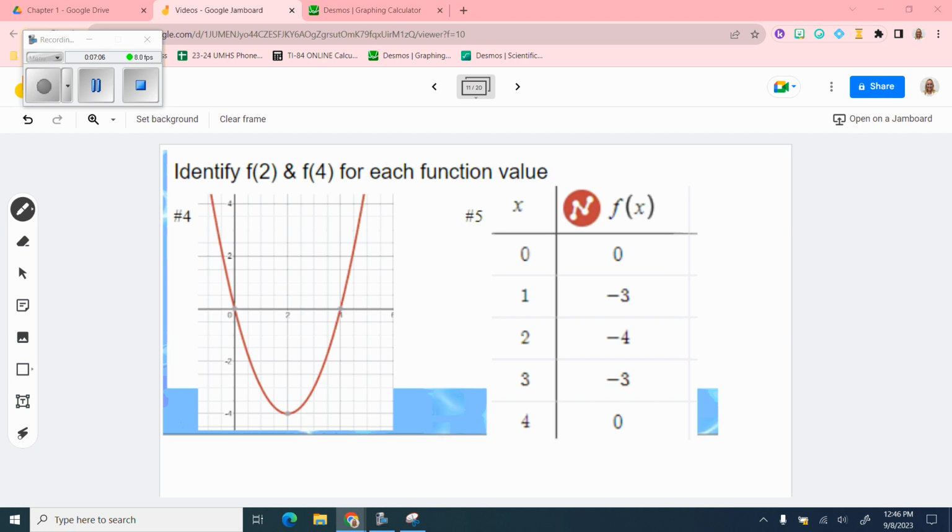Okay, find f of 2 and 4 for each value here. So we're looking at where the x is 2. So you can see here our x is 2 at -4. So f of 2 there will be -4. And f of 4 is 0. So f of 4 gets you 0 with that. And then here we're just looking at where our x's are, 2. So -4 and at 4, 0. So -4 and 0 again with that one.